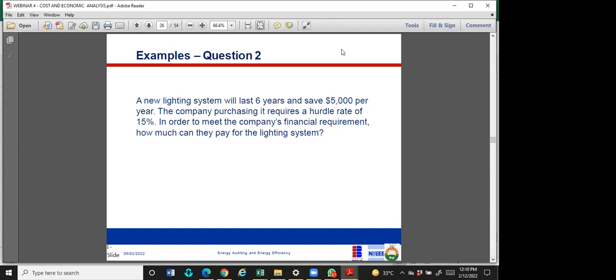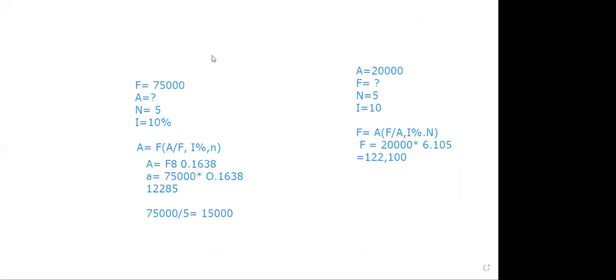So how do you solve this? First of all, you list all the parameters as we have always done. So let me clear everything here. So the first thing I do is to list the parameters. So F, P, A, N, and I.